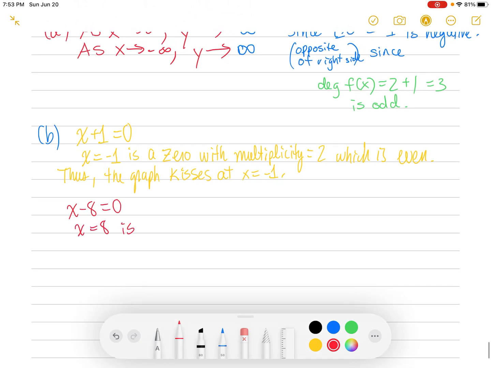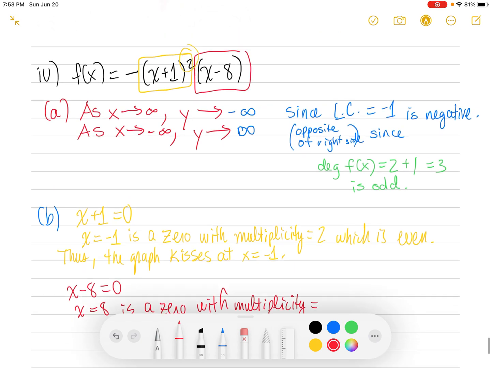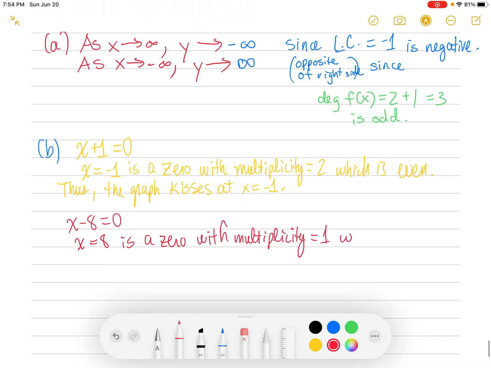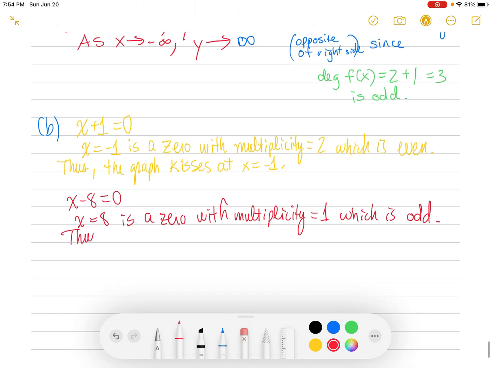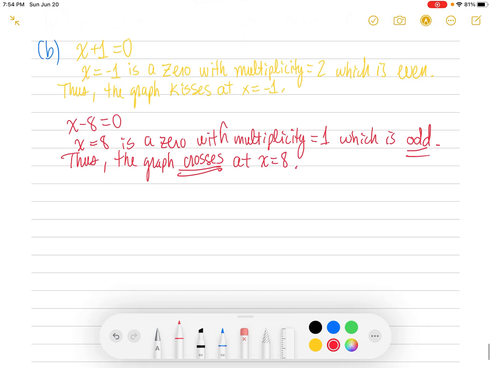Okay, I go on to my red factor, which is x minus 8. I'm going to set that equal to 0. I'm going to add 8 to both sides. I'm going to get x equals 8. That's going to be a 0 of what multiplicity? Well, what is the power above our factor? So x minus 8, we don't see a power, but it's understood to be a 1 up there. So it's multiplicity 1, which is odd. So odd multiplicity indicates crossing. Thus, the graph crosses at x equals 8, odd multiplicity.